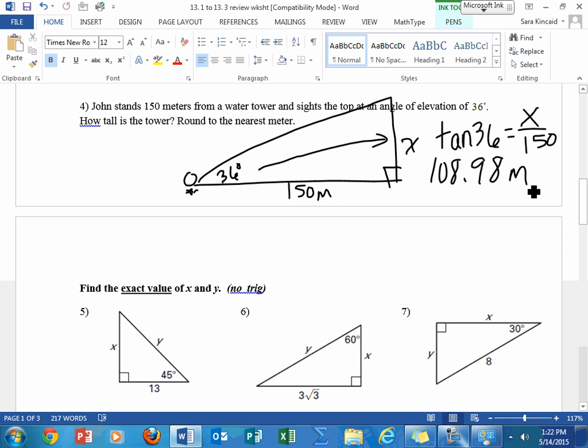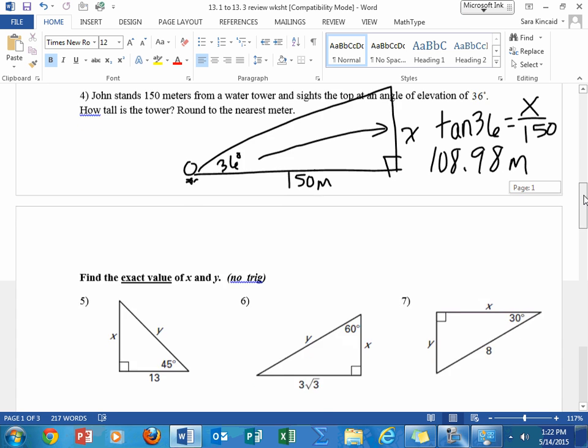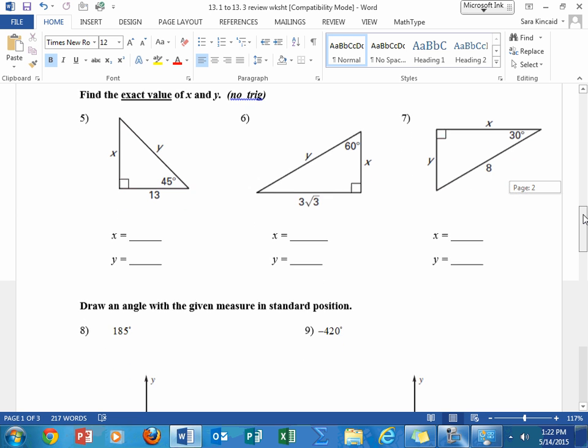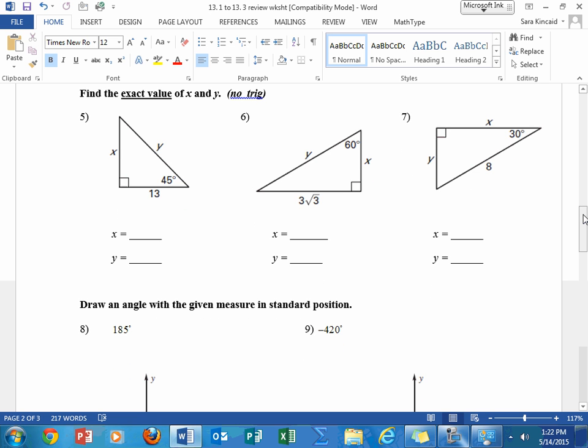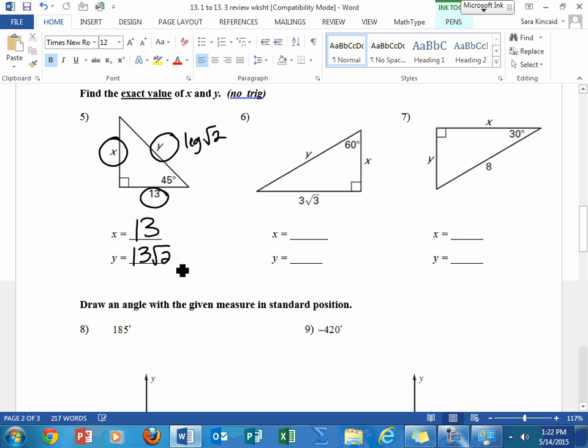Okay. Now the next part of this involves us understanding our special right triangles. So you notice here I say no trig. This is you remembering those relationships. So the first thing we see here is a 45, 45, 90 on number 5. That means that the legs are equal and the hypotenuse is the leg times the square root of 2. So I notice one of my legs is 13. That means the other leg will be 13. And that means this hypotenuse will be the leg times the square root of 2. Well, the leg's 13, so this is 13 square roots of 2.